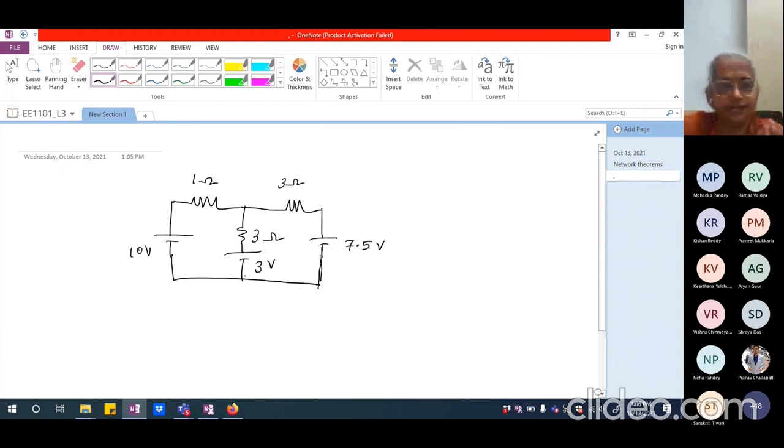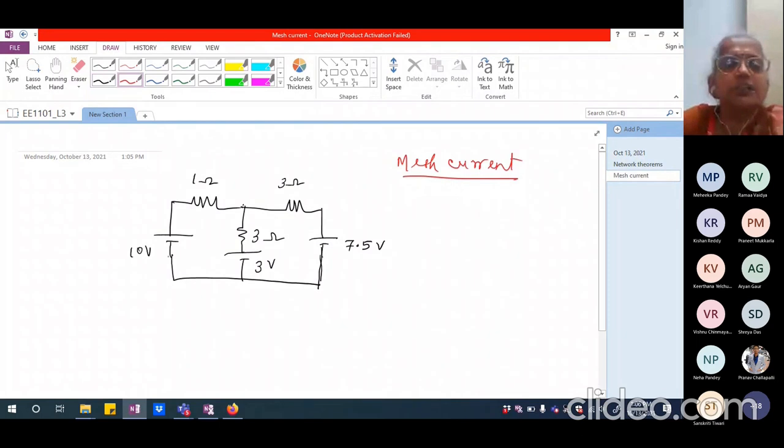Okay, so I can definitely solve this by mesh current analysis, or I can do it by superposition. Either way is fine. So let me first try to do it by mesh current analysis method. In the mesh current analysis method, I'm going to have, let us say, this as I1, and I'm going to take this as I2. What we did in the last class.